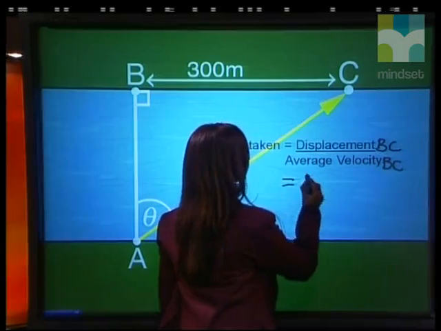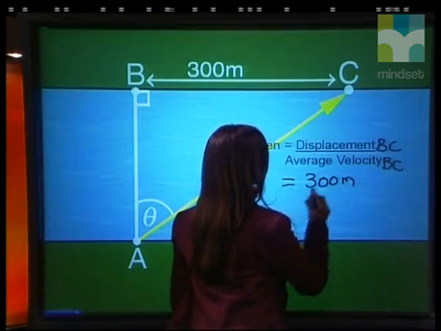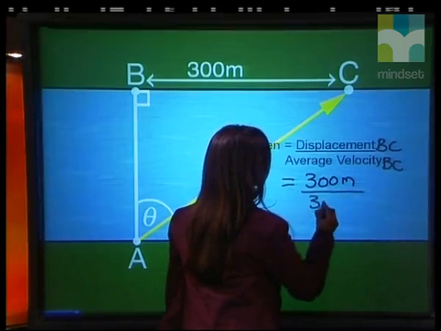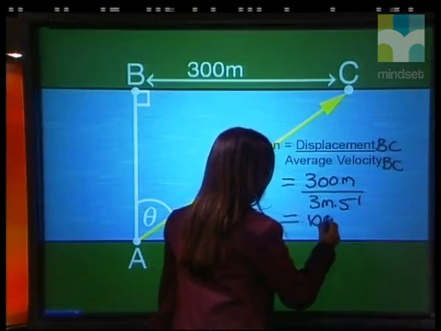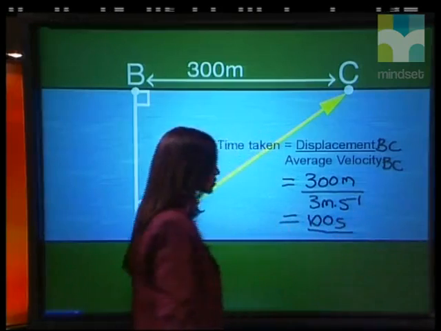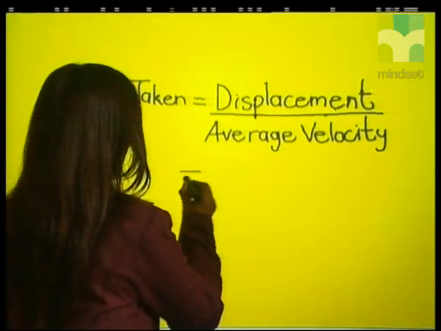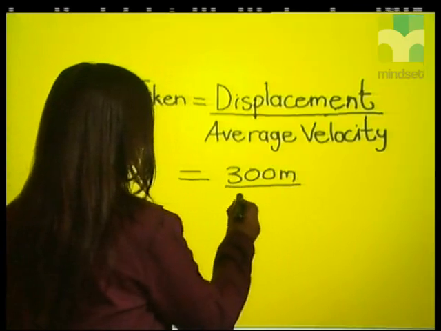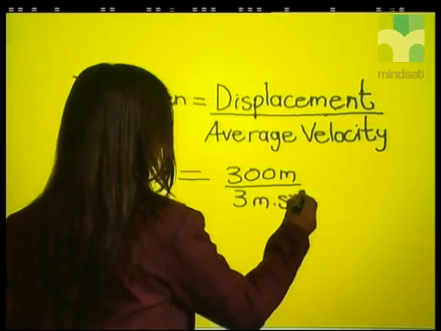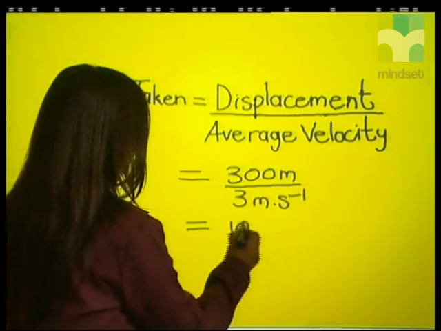The displacement is 300 meters that he drifted downstream divided by the average velocity of the river current that carried him, 3 meters per second. So the time taken is 100 seconds to travel 300 meters downstream. Now let's substitute the values into this equation. We are given the displacement that he drifted downstream as 300 meters. And we are told that the current in the river carried him downstream at 3 meters per second. So the answer to the time taken is 100 seconds. So he took 100 seconds to drift 300 meters. Clearly, this is also the time it took him to cross the river.